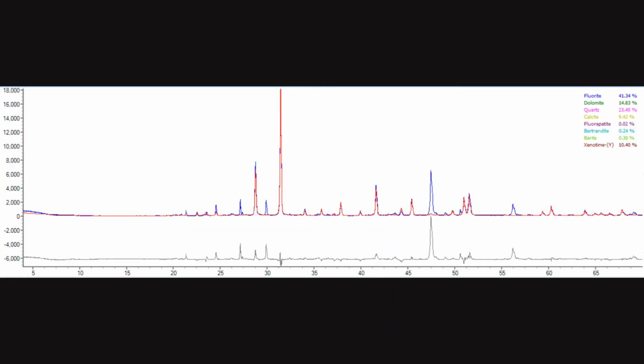I also started Rietveld refinements from the powder data that I collected to try to get a semi-quantitative analysis of the phases that are in the drill cores. So in this particular refinement, you'll notice that around 47.2 2 theta, there's a major peak not being modeled. This peak is a harmonic of fluorite's 111, which happens to be where fluorite cleaves, so that would suggest that there's an element of preferred orientation that's affecting the modeling here.